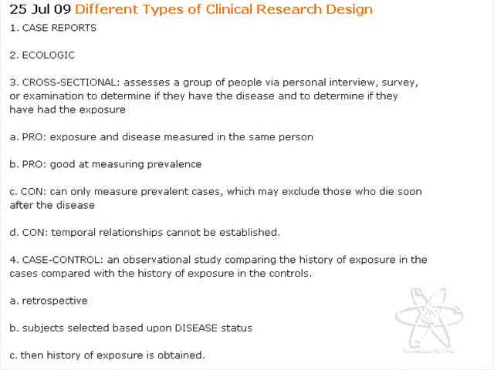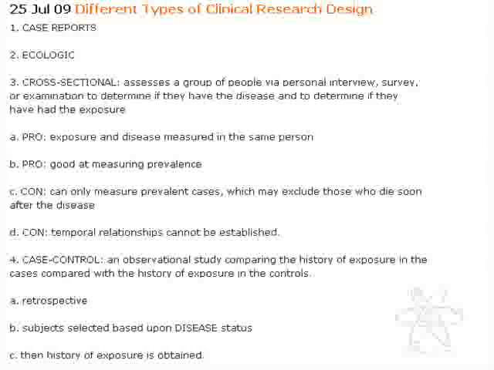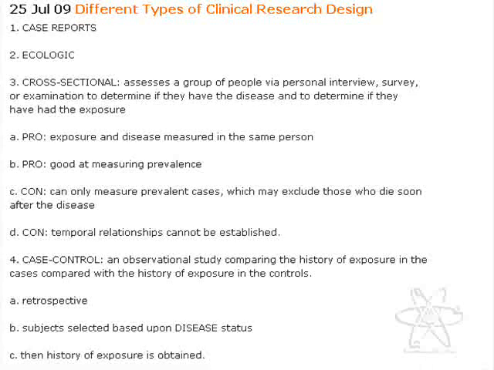Number three, cross-sectional. This assesses a group of people via personal interview, survey, or examination to determine if they have had the disease and to determine if they have had the exposure. It's good in that exposure and disease are measured in the same person. It's good at measuring prevalence. Cross-sectional, you just cut something in a cross-section. It's a single point of time.